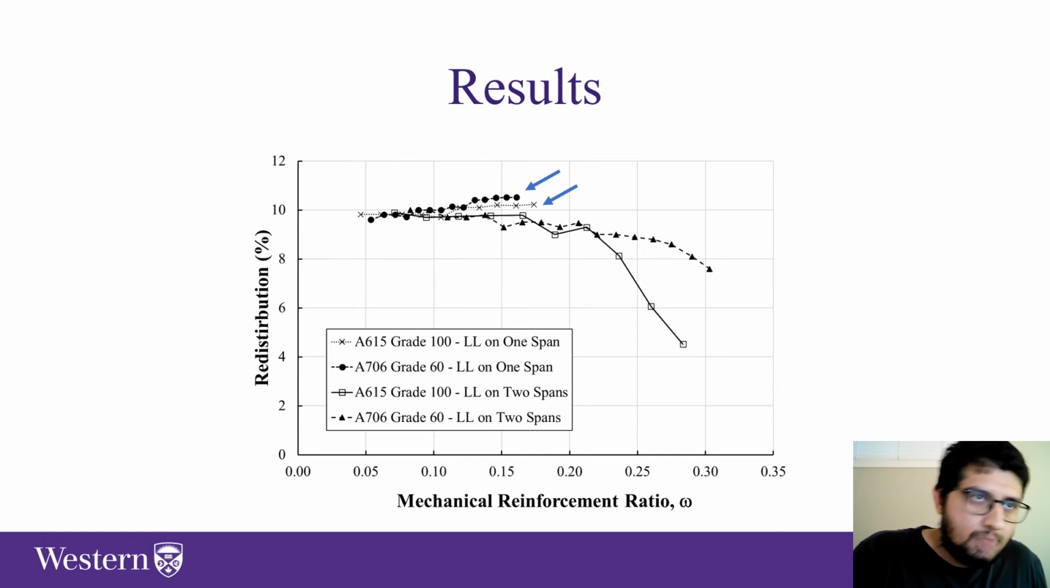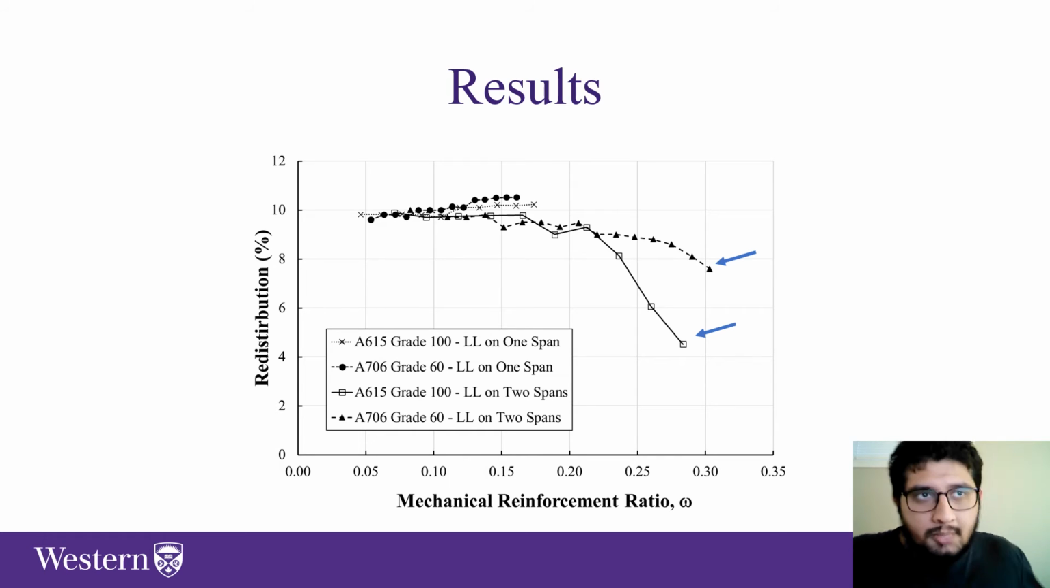When we're looking at live load being applied on both spans, up until a mechanical reinforcement ratio of 0.2, we're seeing complete collapse mechanism cases, and that's where a sufficient number of plastic hinges are developing. But as the reinforcement ratio increases, the inelastic rotational capacity is decreasing, and therefore we start seeing incomplete collapse mechanism cases towards the higher mechanical reinforcement ratios.